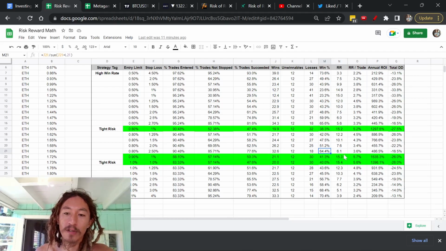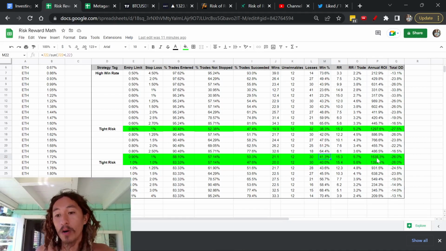However, my win percentage goes down from 64% to 41%. Is this worth it? Well, my return for the year would be 4 times, assuming we're risking 1% per trade. So I should do that, right? Not necessarily.